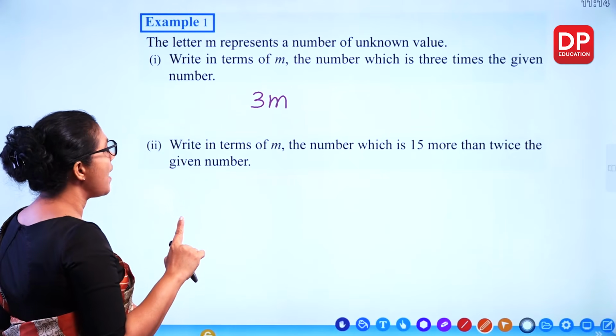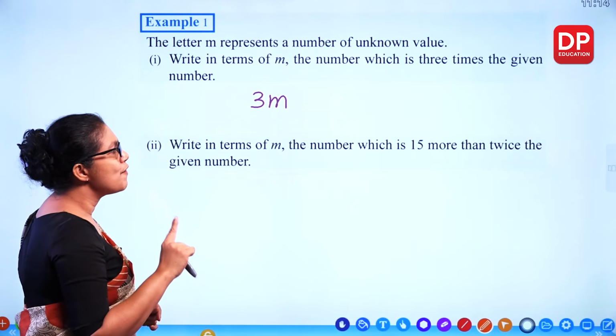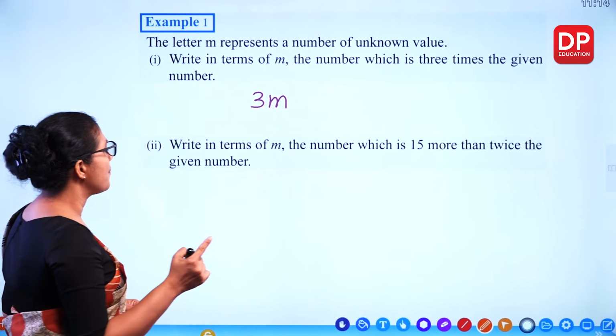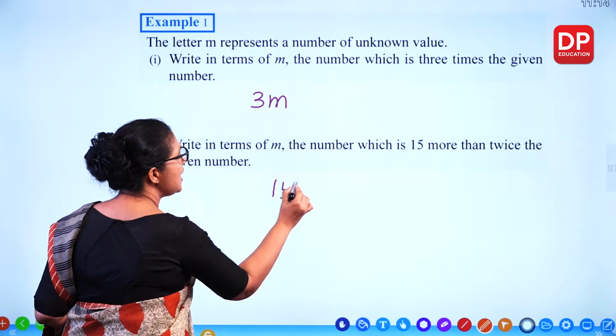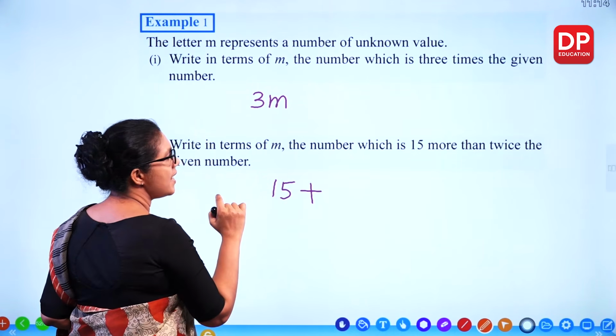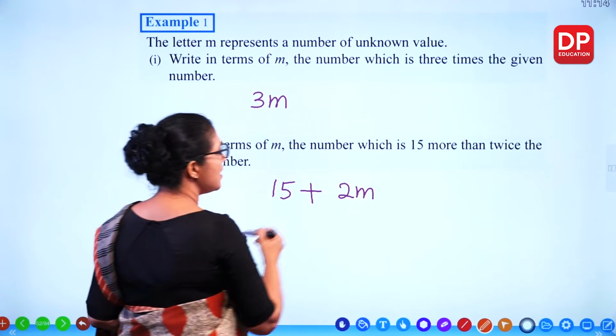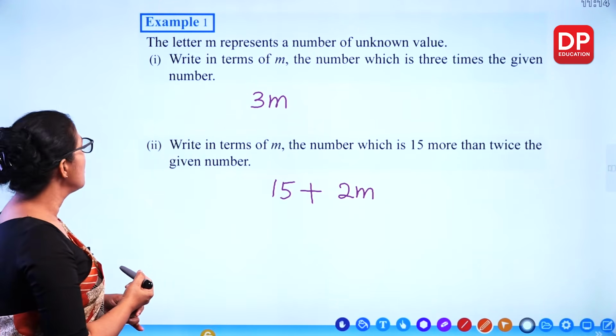Write in terms of m the number which is 15 more than twice the given number. 15 more than, that's addition, twice the given number m. 15 plus 2m.